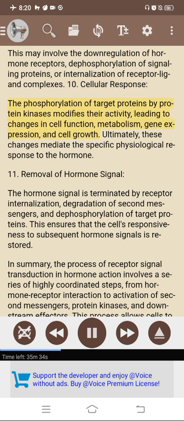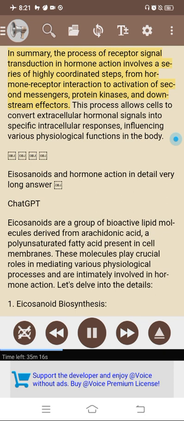10. Cellular response. The phosphorylation of target proteins by protein kinases modifies their activity, leading to changes in cell function, metabolism, gene expression, and cell growth. Ultimately, these changes mediate the specific physiological response to the hormone. 11. Removal of hormone signal. The hormone signal is terminated by receptor internalization, degradation of second messengers, and dephosphorylation of target proteins. This ensures that the cell's responsiveness to subsequent hormone signals is restored.